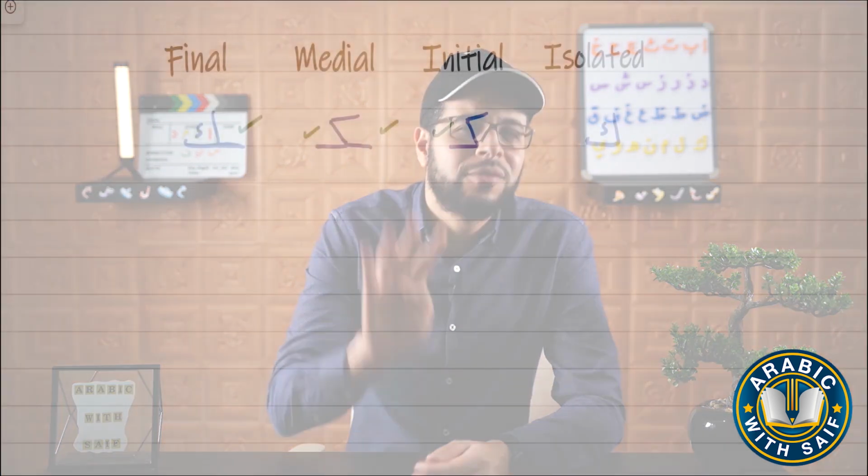In the previous lessons, we have covered 21 letters different forms. Today, with two more letters different forms, Kaf and Lam. Let's see letter Kaf different four forms.